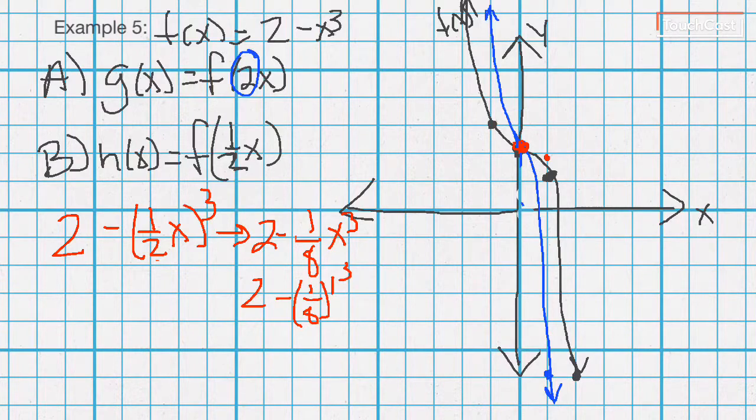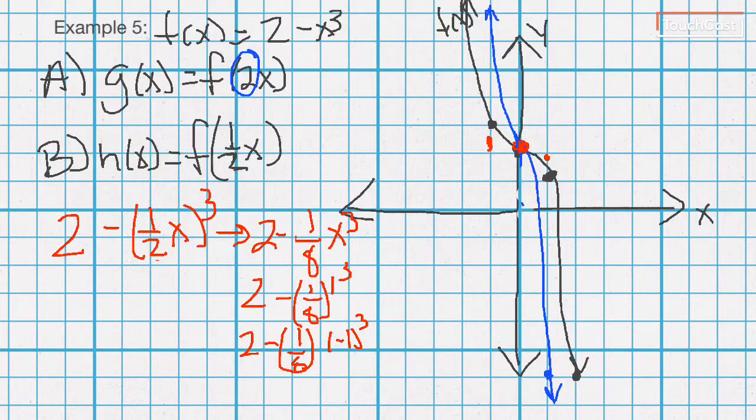And then if we replace that x with a negative 1, we're going to have 2 minus 1/8 times negative 1. So we're really going to have 2 plus 1/8. So our negative 1 is going to go to 2 1/8. And then my dot there is not perfect. It's close. And we can keep going, plugging more numbers in. And I think we should.